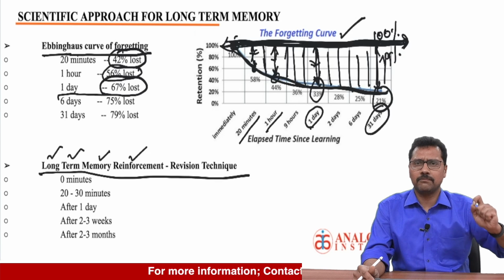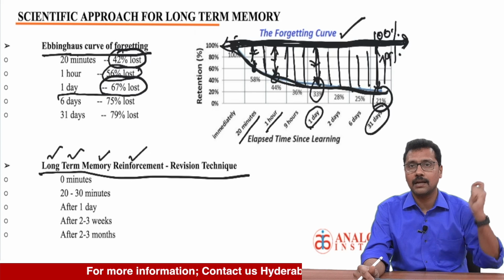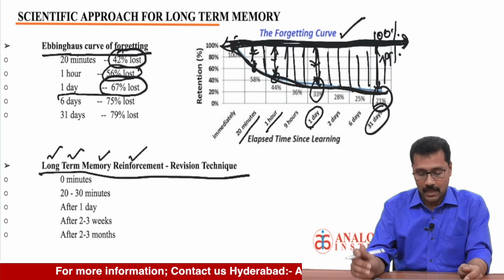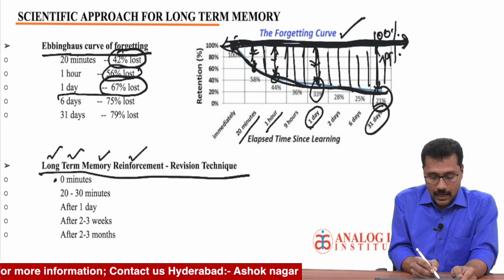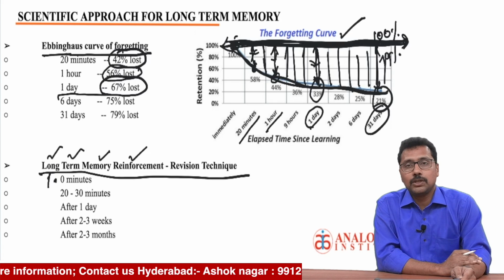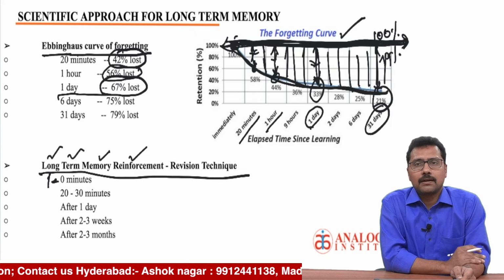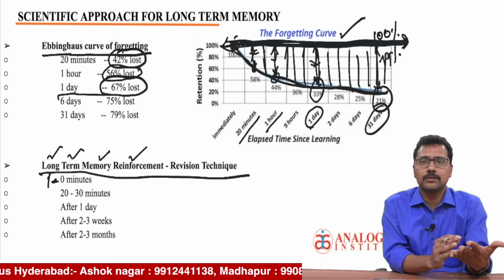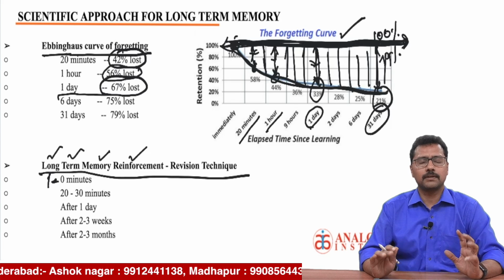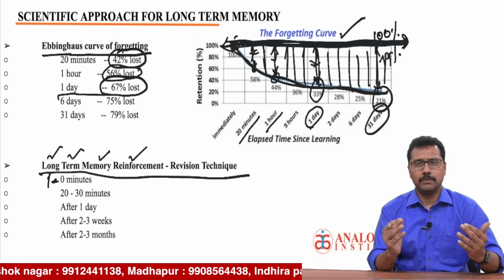so that you can remember it in long-term memory. Whatever information is there should go to long-term memory, and you should be able to recollect it whenever it is required. For that, the first revision is as soon as you learn something, at 0 minutes, immediately revise it. Suppose a class got completed or you just read a chapter in a newspaper, close your eyes for 5 to 10 minutes and immediately revise whatever was read just now.